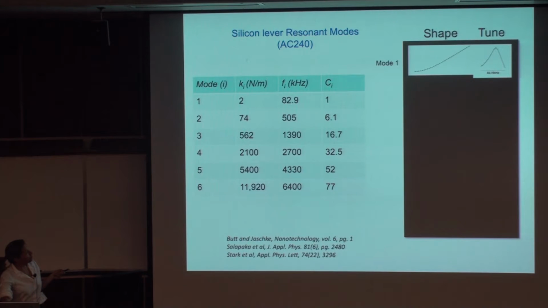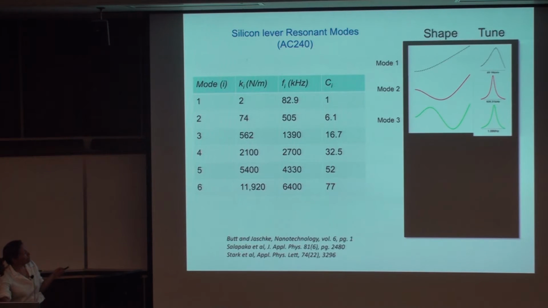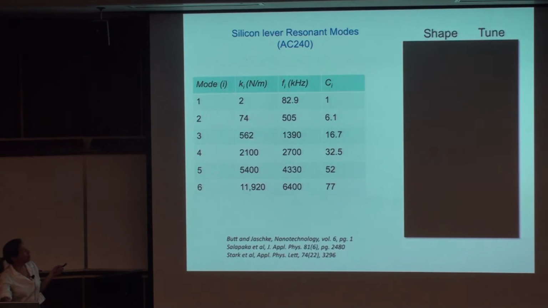When we do dual AC, we not only oscillate a cantilever at the first resonance. Let's say this is a typical cantilever we use in air. The first resonance is at about 80 kilohertz. But on top of that, we apply a second voltage at a different frequency, and we use a second mode. So now we oscillate the cantilever at 2 frequencies.